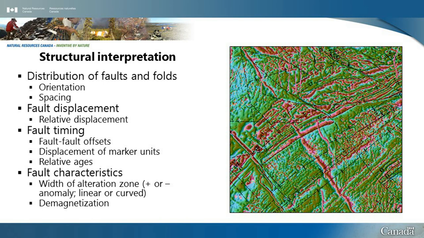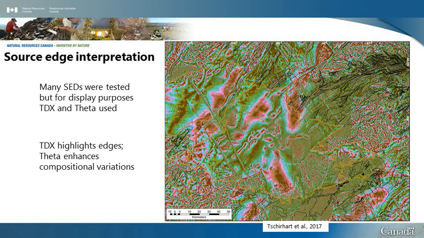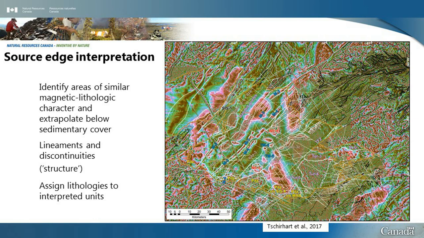So I ended up going with, for visualization purposes, a TDX and theta, because the TDX is really good at highlighting edges, and the theta nicely enhances the compositional variation. Over the big Snow Island Suite granites, it helped highlight the Paleoproterozoic supracrustal rocks that were on top of them. And then from there, I began to pick out areas of similar magnetic lithologic character and start drawing some units. And then, from making associations, I started picking out faults, lineaments, and discontinuities.